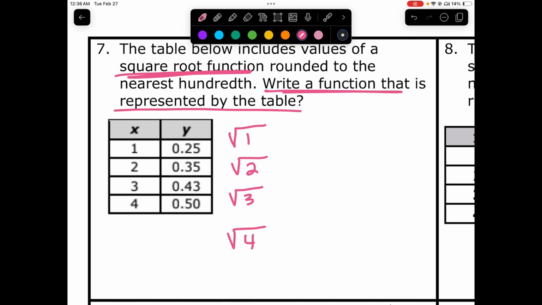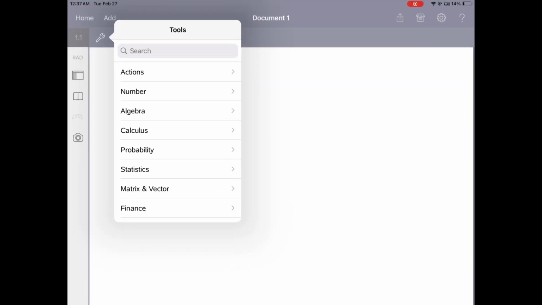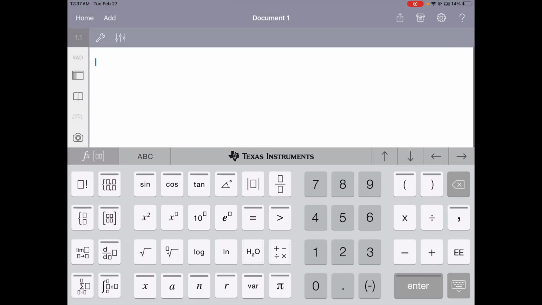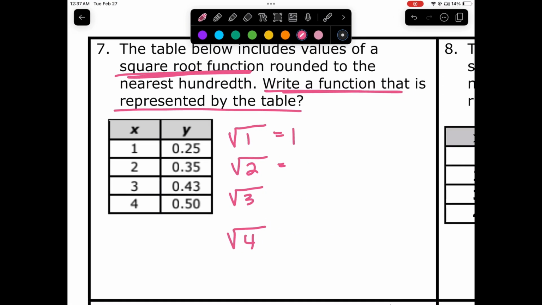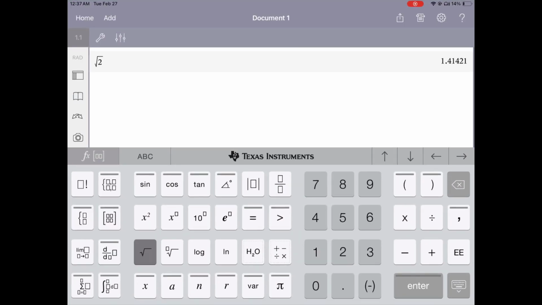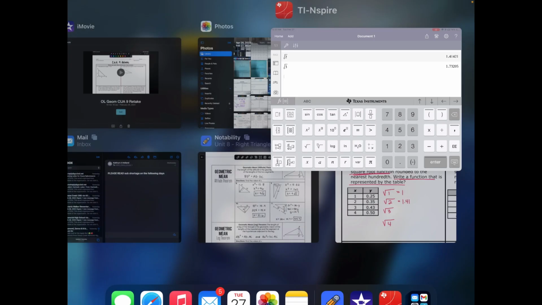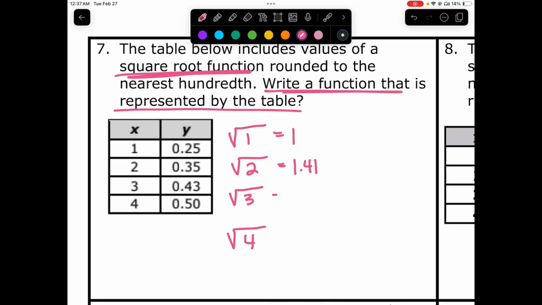Okay. Square root of 1 is 1. Square root of 2 is something, so let's figure that out. 1.41, just going to round it. And then the square root of 3 is 1.73. And square root of 4 is just 2.